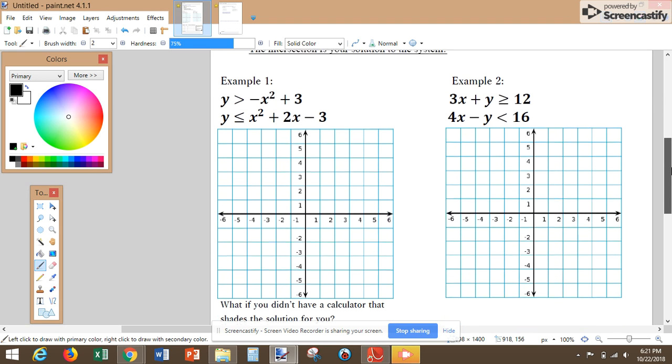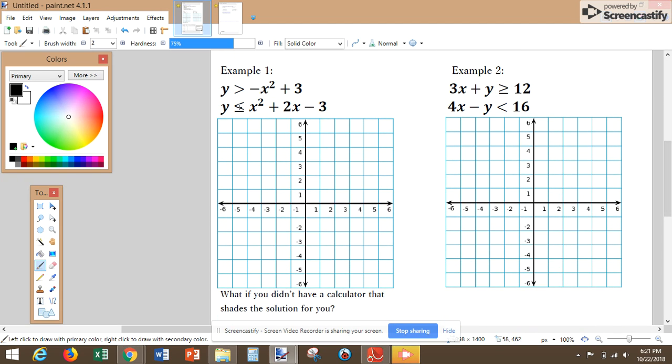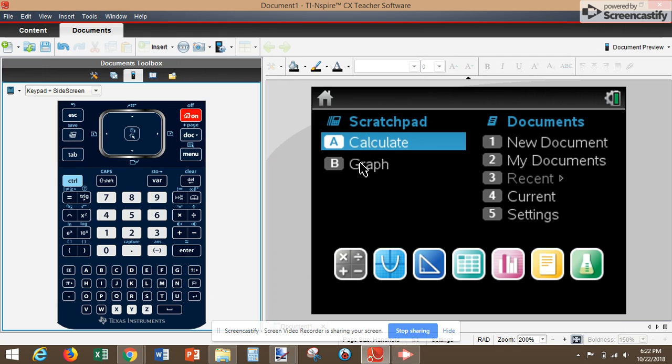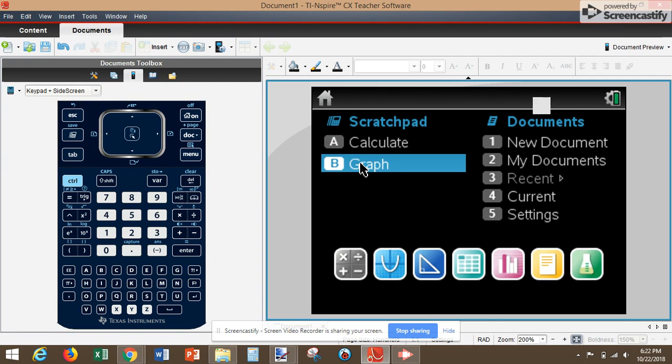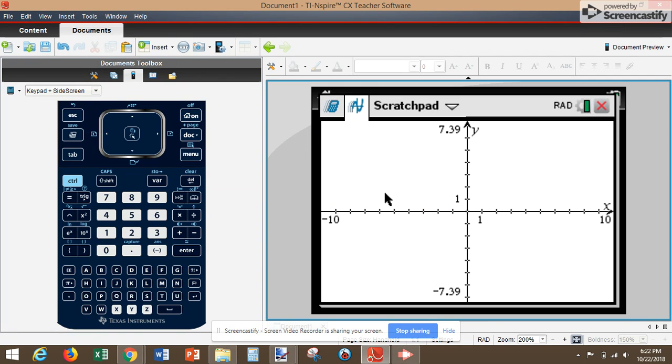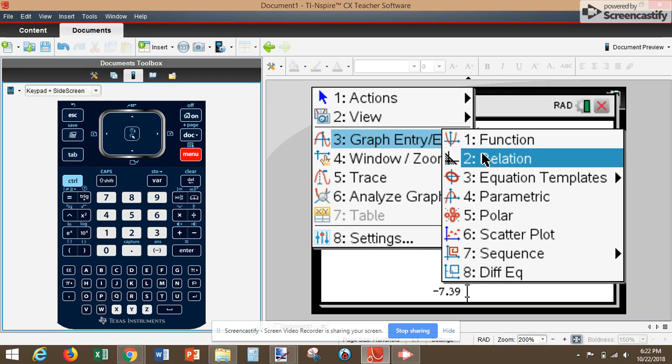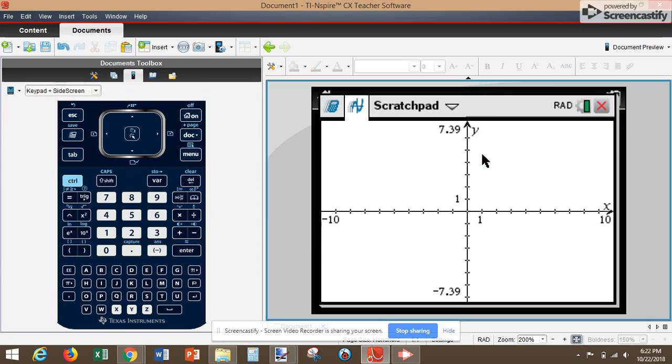So let's look at example 1. We have y is greater than negative x squared plus 3 and y is less than or equal to x squared plus 2x minus 3. So we'll go to our calculator, go to graph, clear out the memory if you need to. From there we go to menu, graph entry edit, and we'll go to relation.